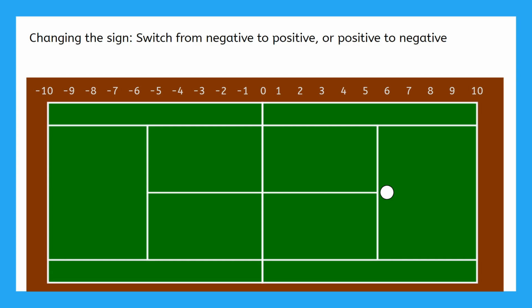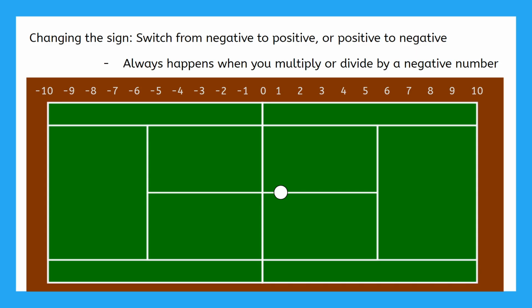So if we change the sign of a number on the right side, it goes to the left side. And if we change the sign again, it goes back to the right. We could also not change the sign, meaning it stays on the same side. So now that we've got all this terminology out of the way, how do we change signs mathematically? Well, that's easy. All we do is multiply or divide by a negative number.